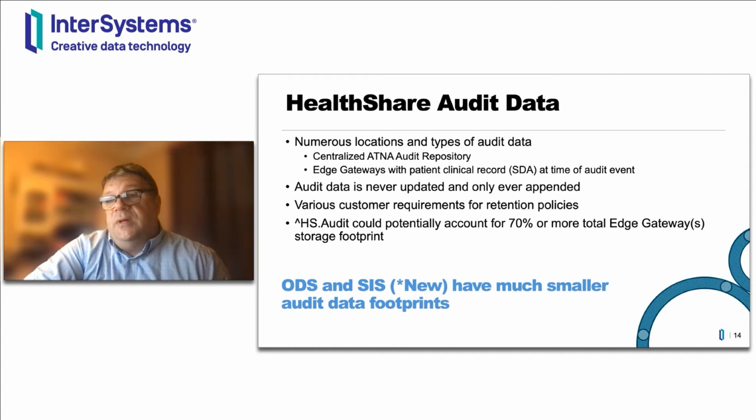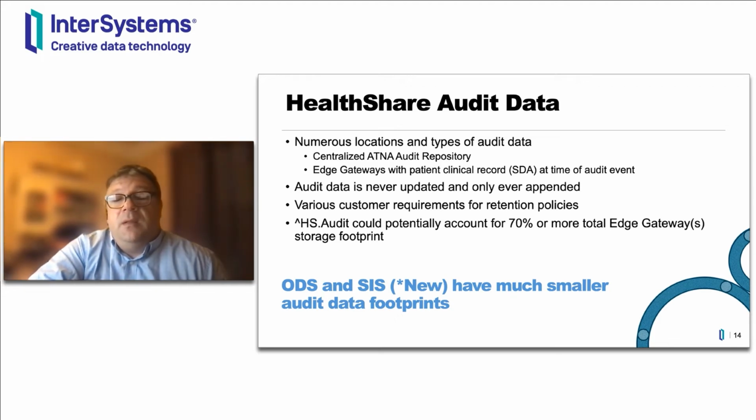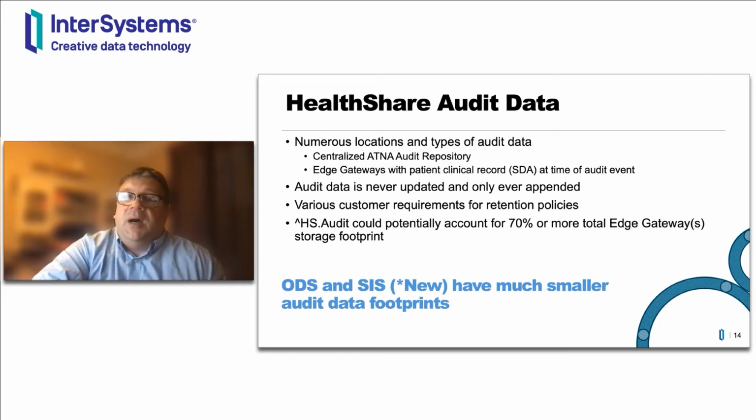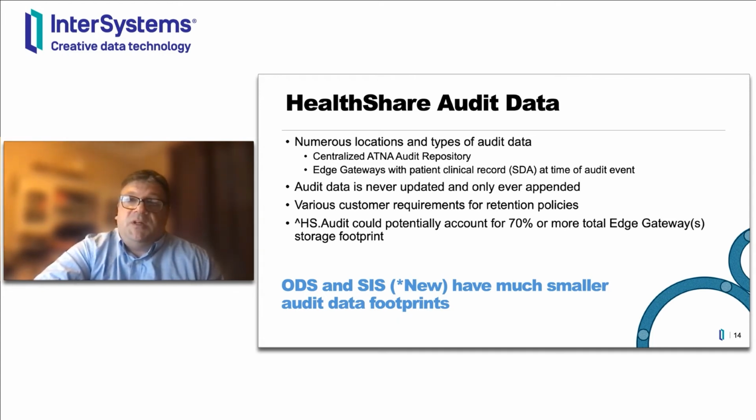And our third area of focus, audit data. As I mentioned earlier, audit data is in numerous locations, and there's 2 different types. There is the central aggregated ATNA audit repository in the registry or in a dedicated audit edge. And then the clinical data on the edge gateways with a copy of the patient record or the SDA saved at the time of the audit event. An audit record itself is never updated, and the table is only ever appended or inserted to the end of the table. And along with that, requirements for audit retention vary from customer to customer, region to region, based on regulatory or government requirements. As we found earlier in the edge gateways, the HS Audit global accounts for a significant amount of space.